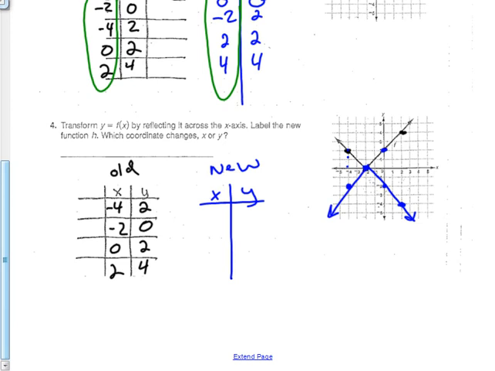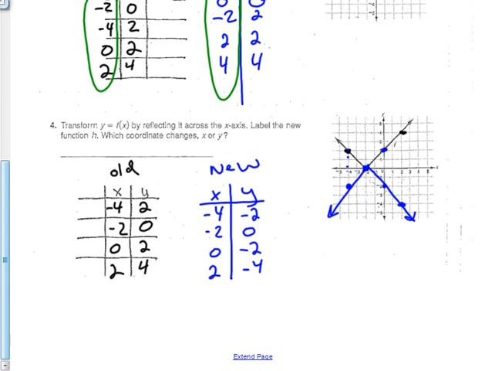It's the same exact graph, just flipped upside down. And so let's take those new points. I've got -4, -2. I've got -2, 0. I have 0, -2. And I've got 2, -4.